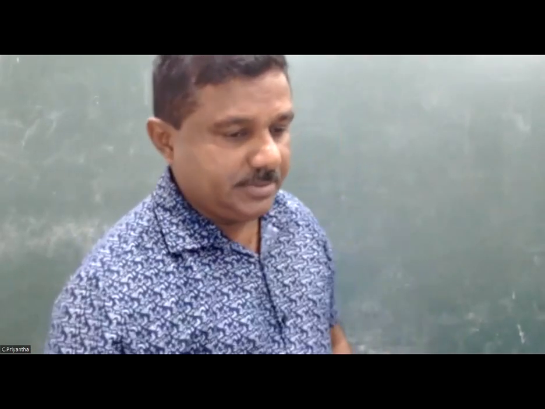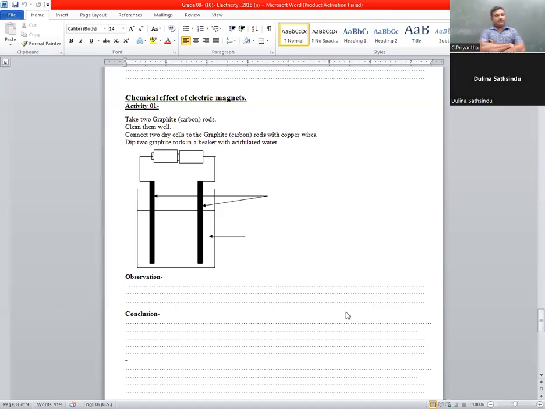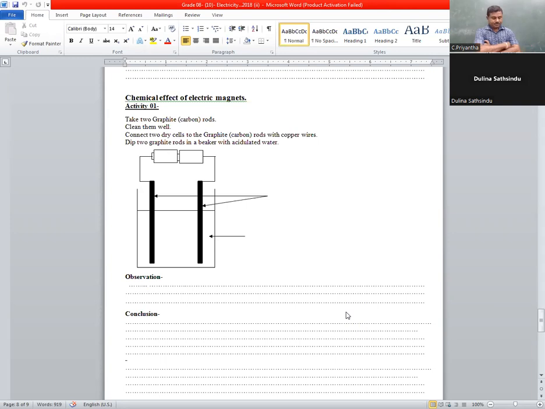Right. Let's say today we have discussed the chemical effect of electricity. Electricity shows different effects. We have already discussed the heating effect, lighting effect, and magnetic effect. What is the chemical effect of electricity?